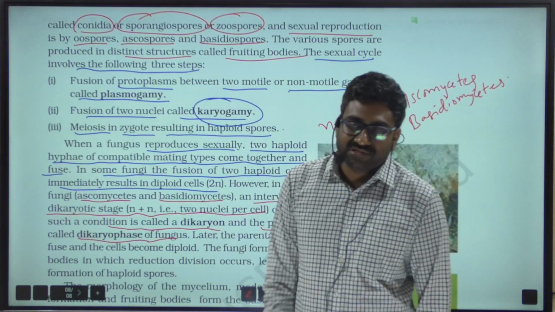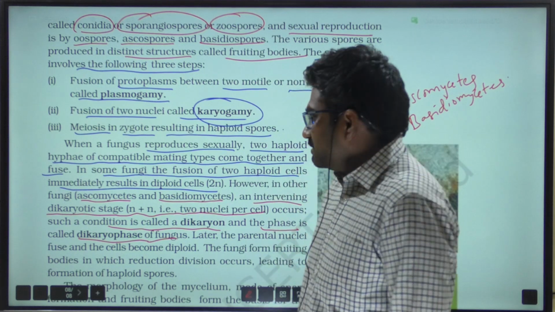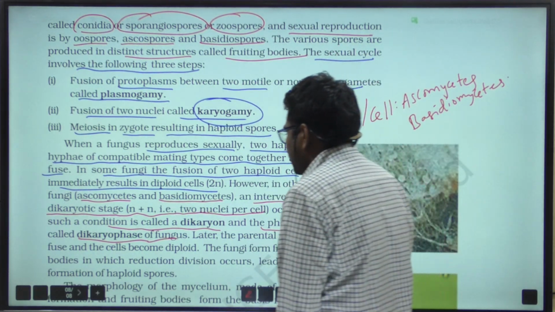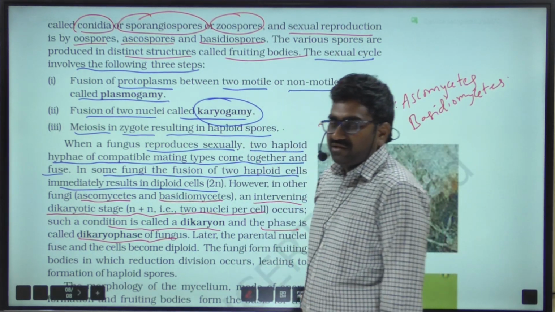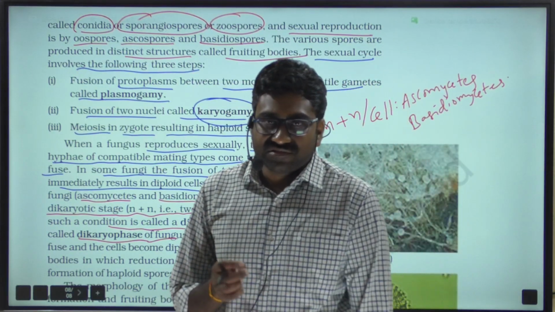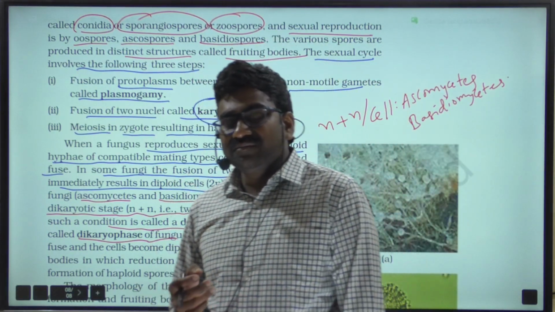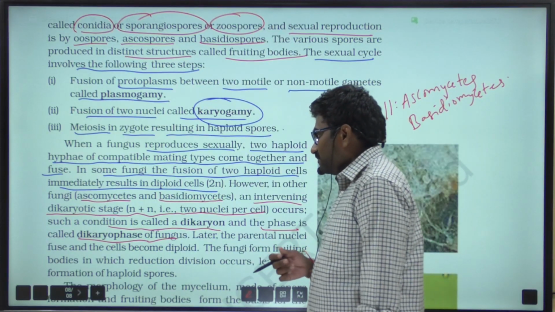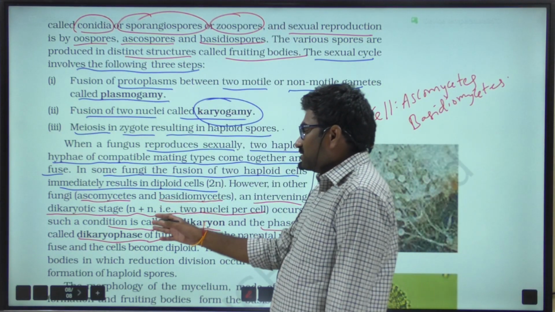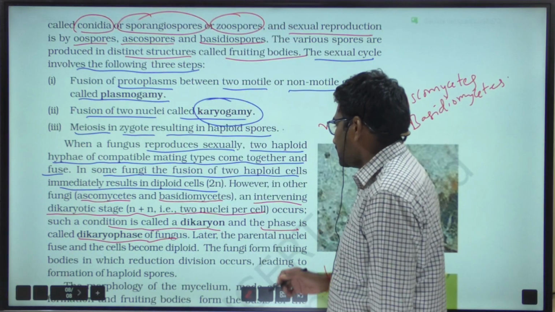Very important. This statement was asked many times in the NEET examination as well as the MSET examination. Dikaryotic condition is observed in which of the following classes? Ascomycetes and Basidiomycetes. In that we observe the n plus n condition, that means two nuclei per cell.